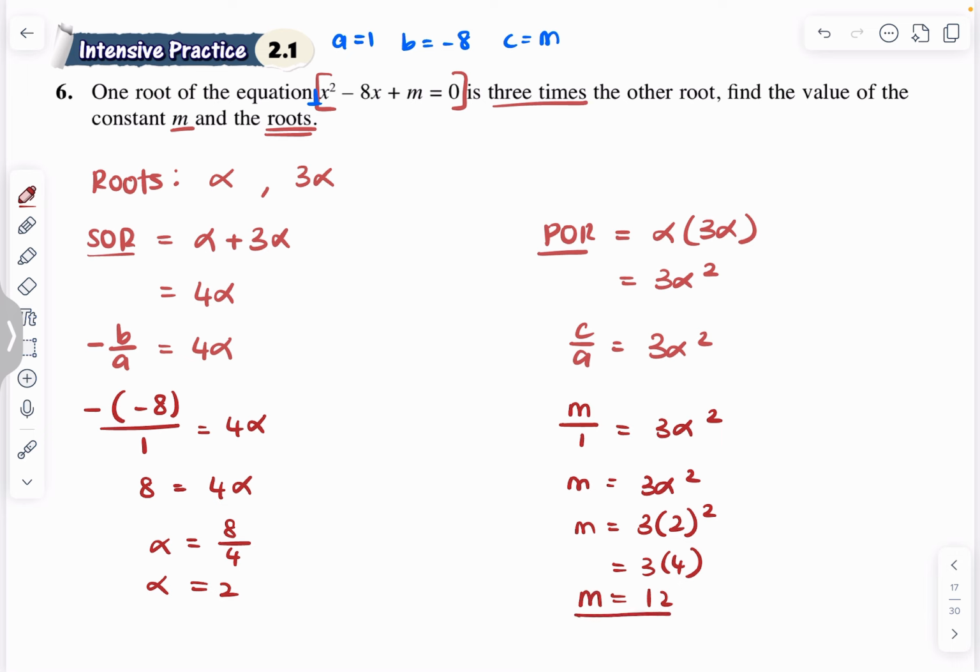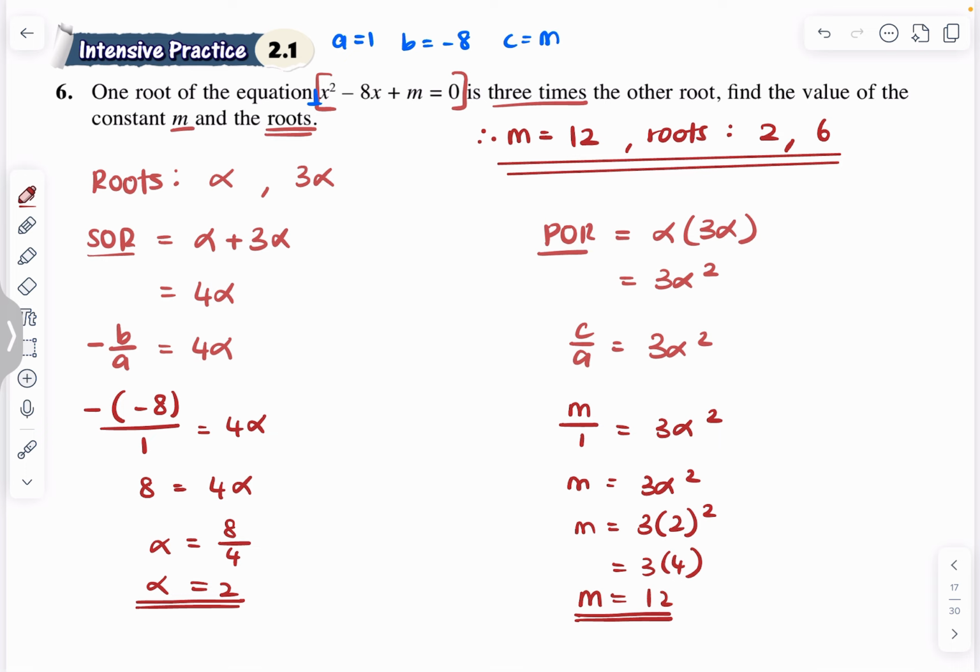So we found the value of m. We found alpha. So now we can write the values of the roots also. So m is 12 and the roots will be alpha and 3 alpha. So 3 times 2 is 6. This is our answer.